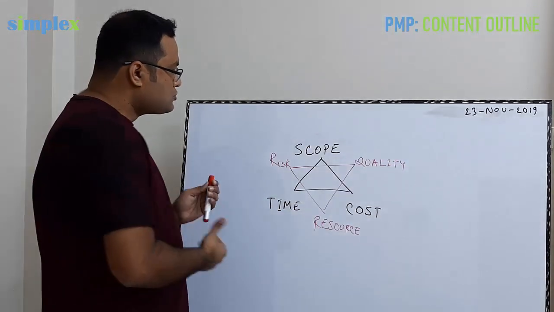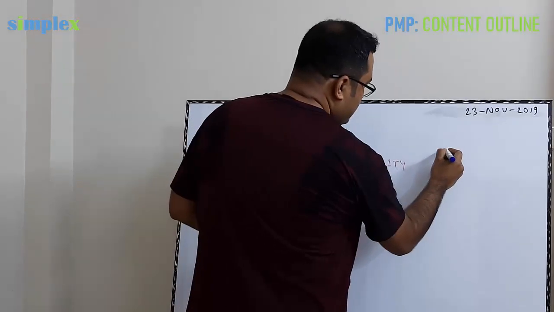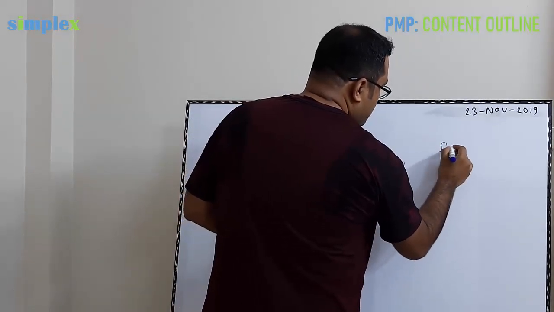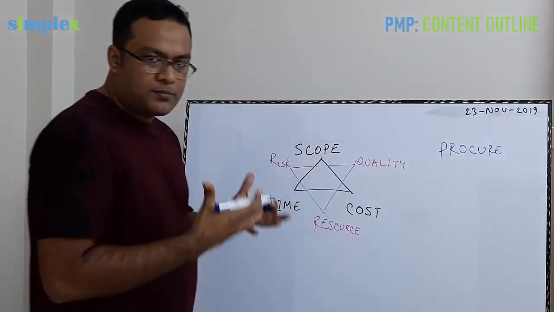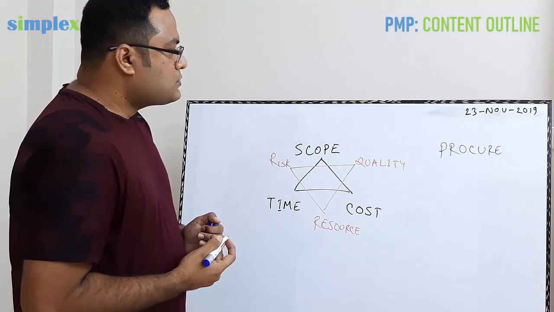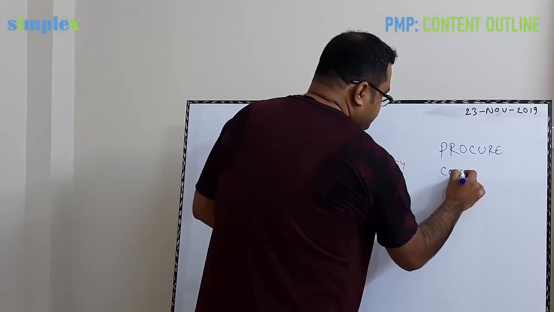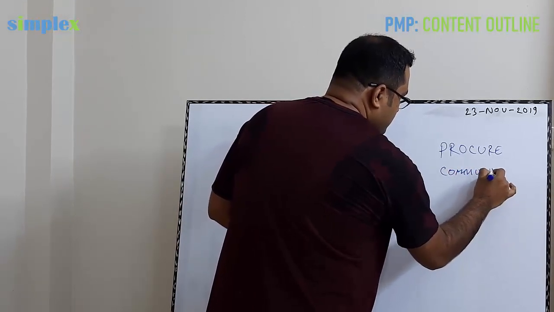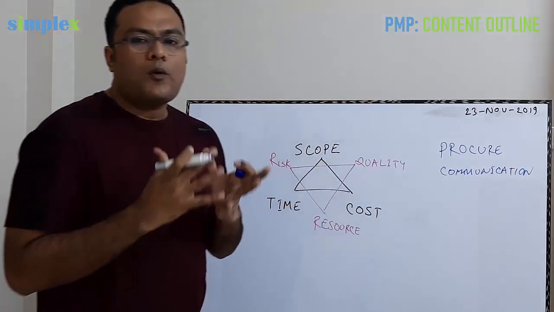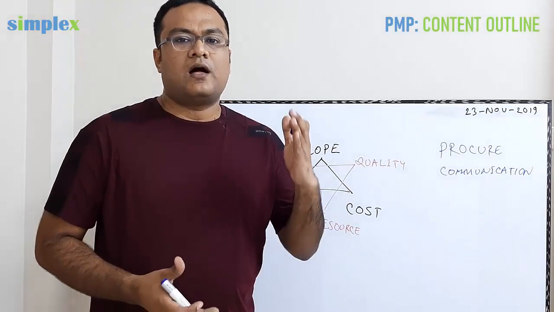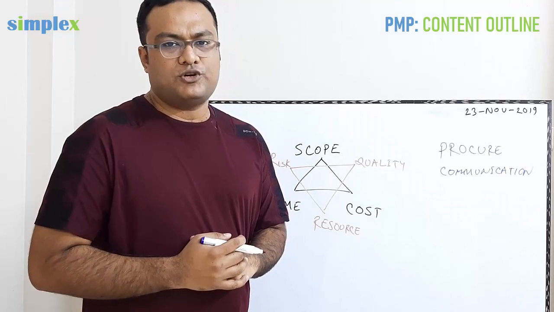And apart from those, to manage these constraints, you need to understand some more skills. Namely, you need to understand procurement, how you procure services or goods for your project, and also you need to understand communication. By communication, what we mean here is a project manager is there to communicate to different stakeholders, what to communicate, when to communicate. The communication management is crucial in project management.